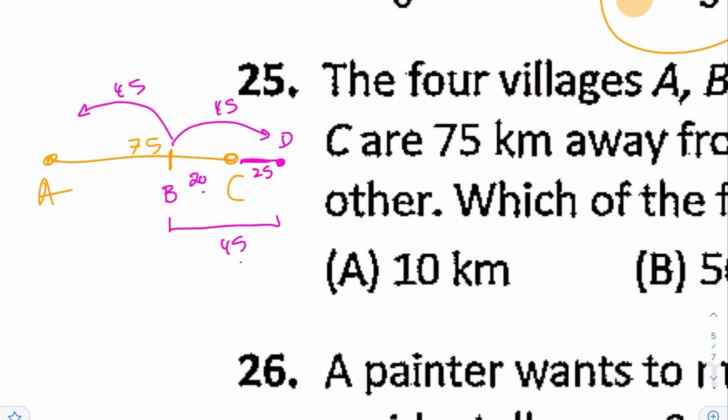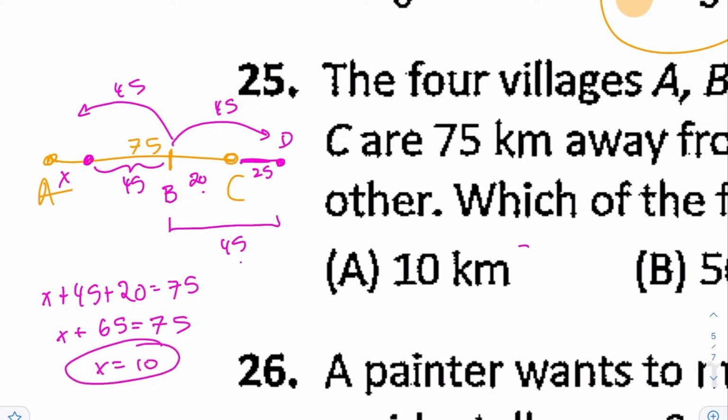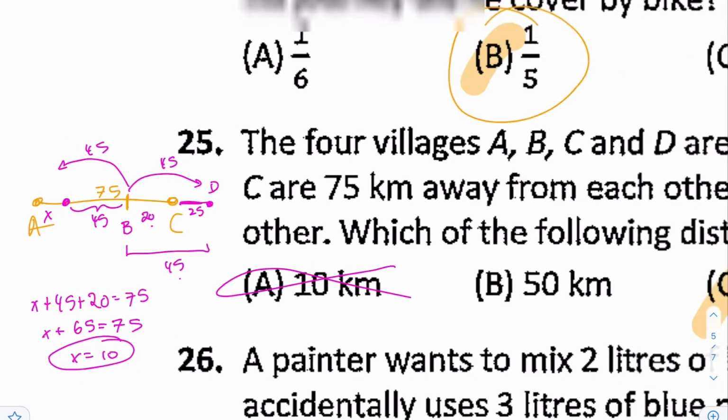But if D is to the left of B, this distance will be 45. So then you would have to do 75 from A to C, minus 20 minus 45. So this distance, x plus 45 plus 20 would be equal to 75. So this would be x plus 65 equals 75. So x would be equal to 10 in this case. So you eliminate choice A, which is 10.